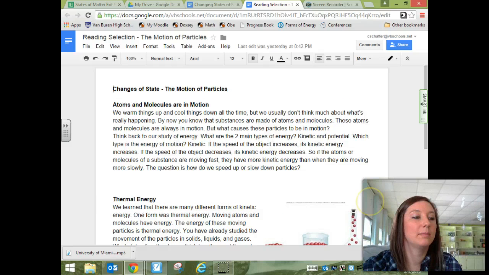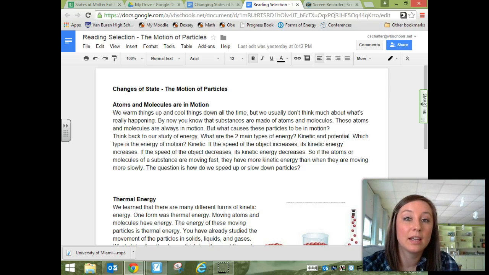So looking up at the top, we warm things up and cool things down all the time, but we usually don't think about what's really happening. By now you know that substances are made of atoms and molecules. These atoms and molecules are always in motion, and we talked about that when you had to compare and contrast solids, liquids, and gases. The big comparison: all of those molecules are in motion, it's just how they move that is different. So what causes these particles to be in motion?